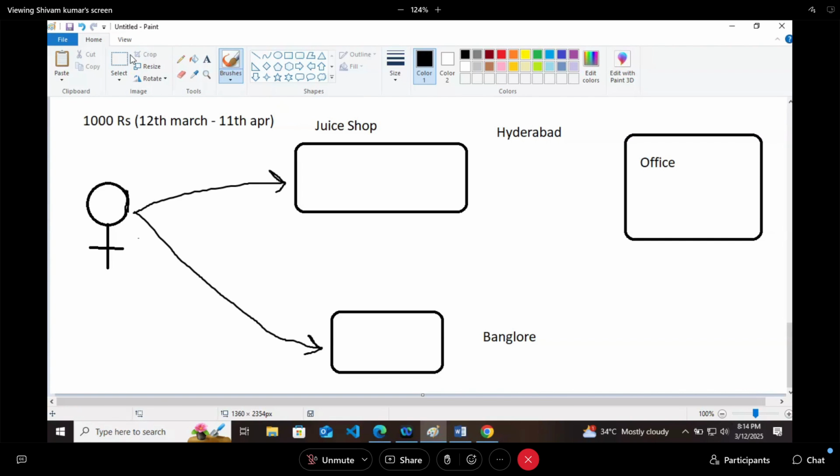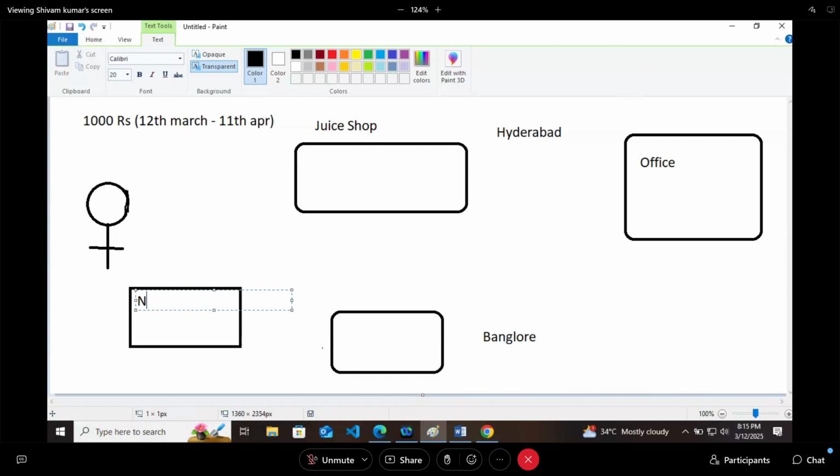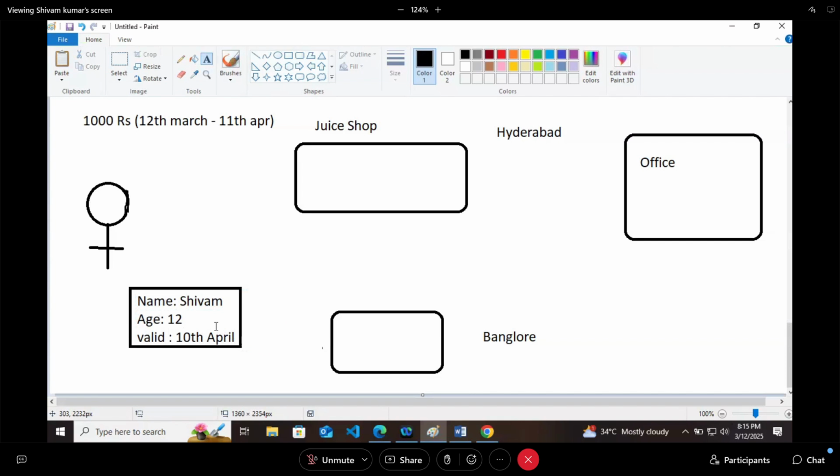Now what this manager did, this manager said, okay, this time we will give you a voucher or let's say a card. So they gave me a card, with your name, Shivam, with your age and with your time duration or validity till when it is valid. So it is valid till 10th April. Now you can show this card at any of our shops. They will give you the juice.